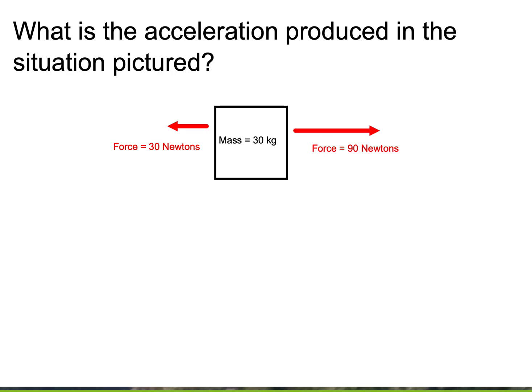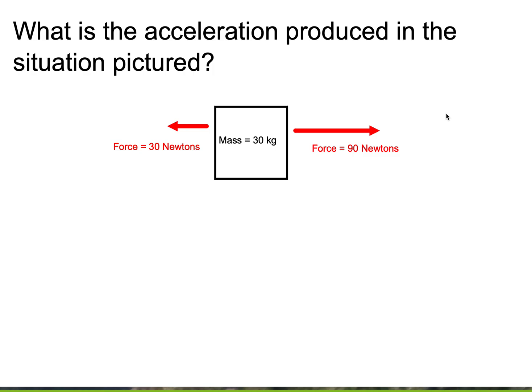First problem, and I want to know what is the acceleration produced in this picture. So I have an object, let's just say it's a box sitting on the floor, and it has a mass of 30 kilograms. That's about 63 pounds. And I've got two forces that are acting on it. So let's say that there were two ropes on this box, and one person's pulling in one direction, one person's pulling in another. Or it could even be one person is trying to pull the box, and this is friction working against them.